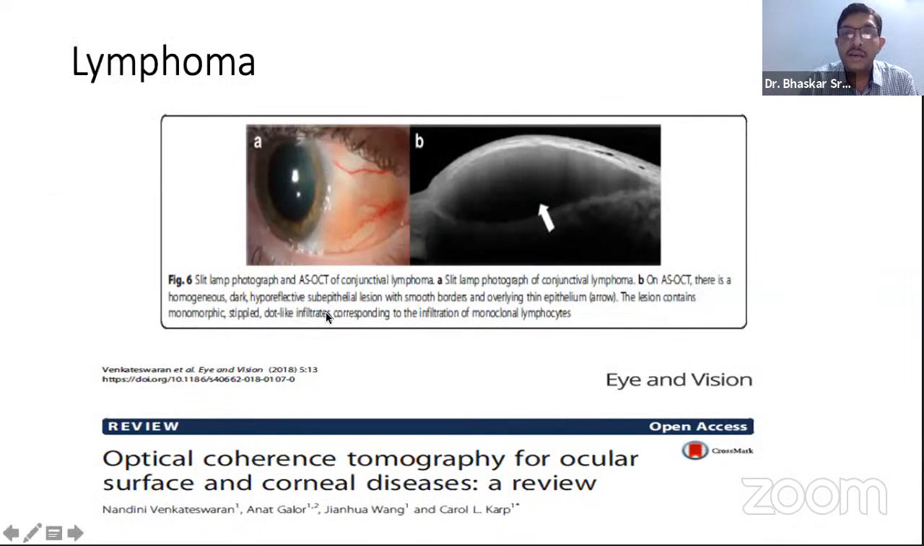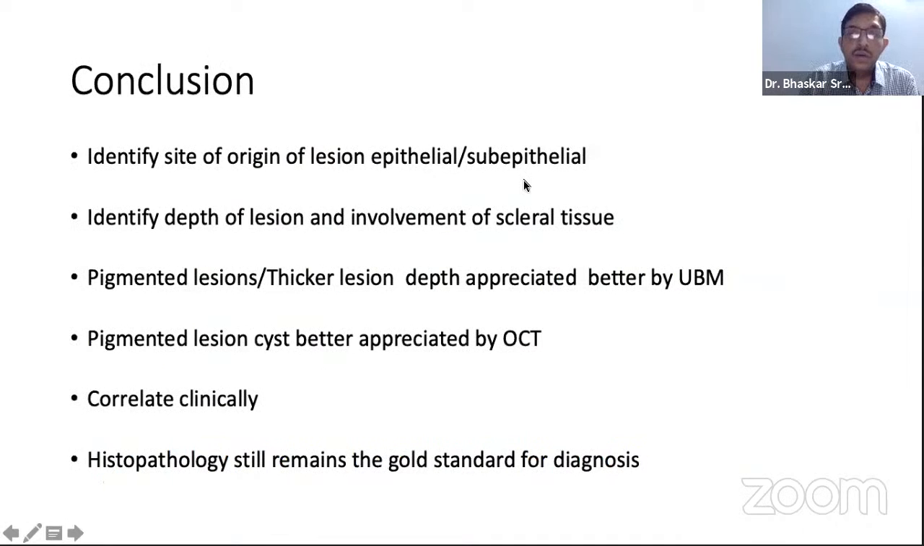Unlike the classical description for a lymphoma, where in her publication she's shown a much more hypoechoic space with the whitish dots suggestive of infiltration with the cellular reaction. So to conclude, the OCT and UBM are basically helpful to know the site of origin of the lesion, to know whether it is epithelial or subepithelial, and to identify the depth of involvement of the lesion, whether the sclera is involved.